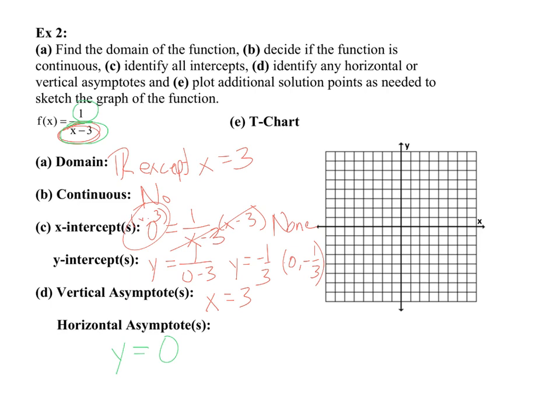What do we do? First thing you're going to do is graph your asymptotes. Now when you're graphing asymptotes, you don't use a solid line. You're going to use a dashed line. So we have a vertical asymptote of x equals 3. Here we go. All right, and horizontal asymptote of y equals 0.